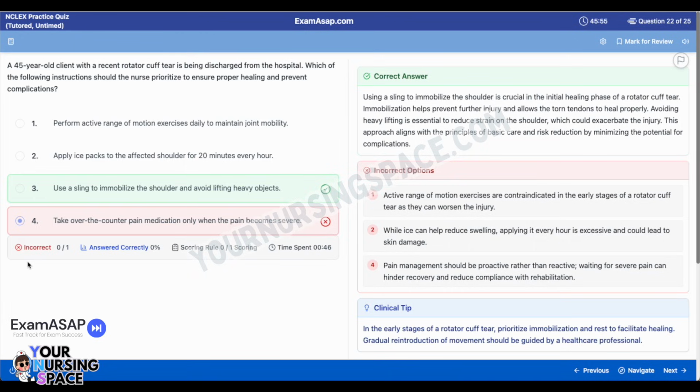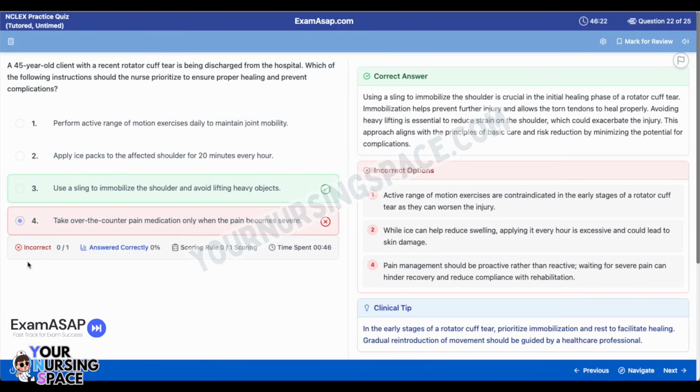Distractor rationales. A. Active range of motion exercises are contraindicated in the early stages of a rotator cuff tear as they can worsen the injury. B. While ice can help reduce swelling, applying it every hour is excessive and could lead to skin damage. D. Pain management should be proactive rather than reactive. Waiting for severe pain can hinder recovery and reduce compliance with rehabilitation.